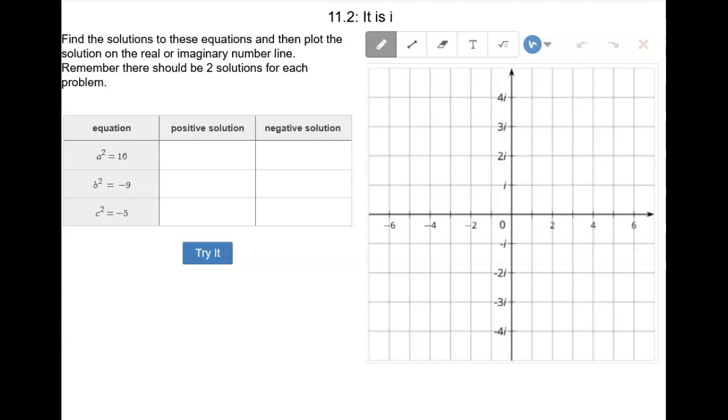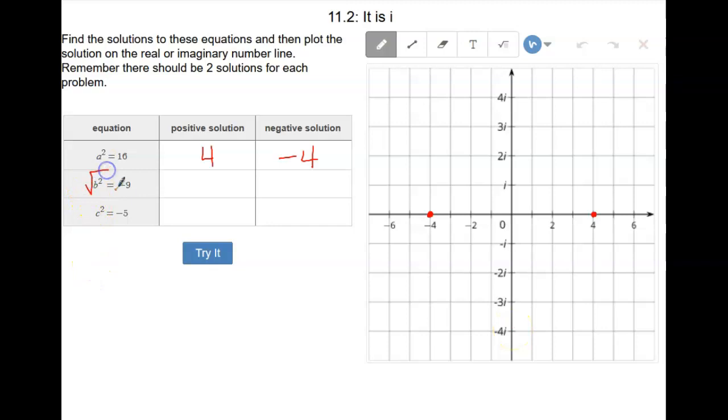So here's how we represent these solutions on a graph. If we have a squared is equal to 16, remember that that's two solutions because if we draw a line at 16, it's going to cross that graph in two places. So we would have 4 and we would have negative 4. So one solution would be positive 4 and one would be negative 4. So this is the real axis right here. This is the imaginary axis right here.